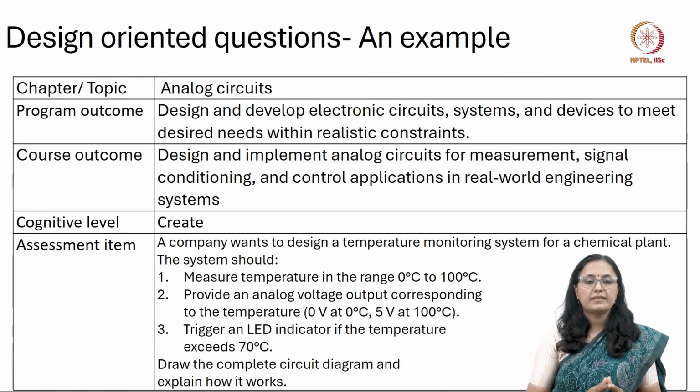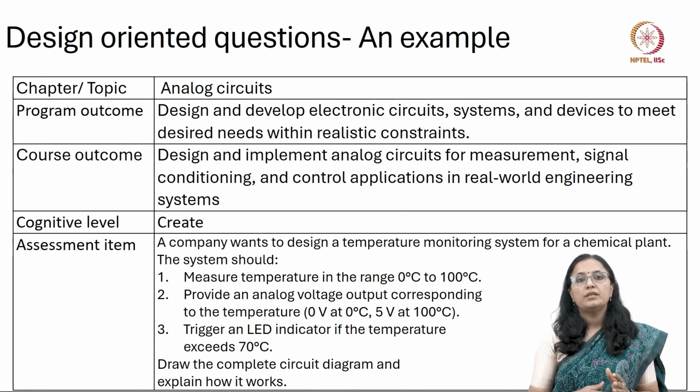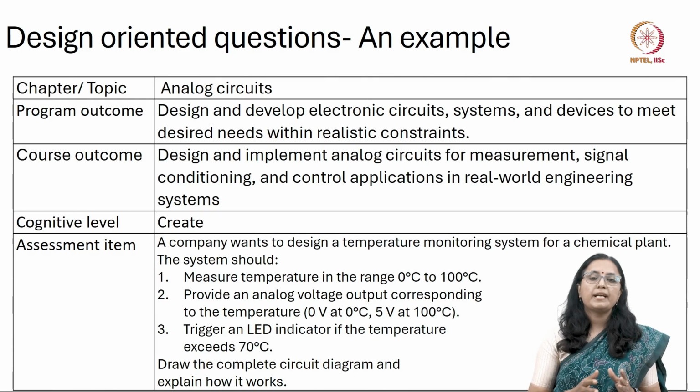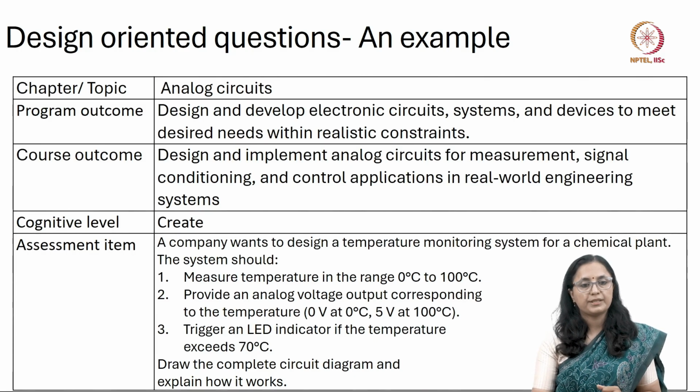It says that a company wants to design a temperature monitoring system for a chemical plant. The system should measure temperature, provide an analog voltage output, and third, trigger an LED indicator if the temperature exceeds 70 degrees Celsius. So the student is required to draw the complete circuit diagram. There are certain criteria given, and if a student is able to draw a circuit diagram, probably the create cognitive level is being assessed, and the student also has to explain how this circuit will work.